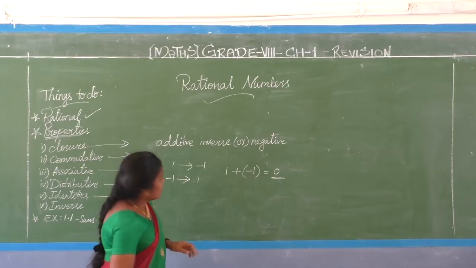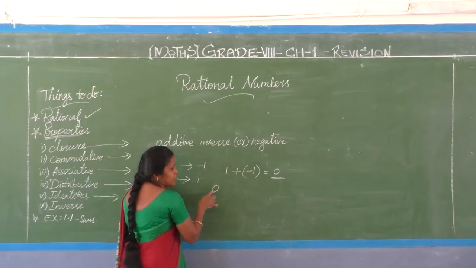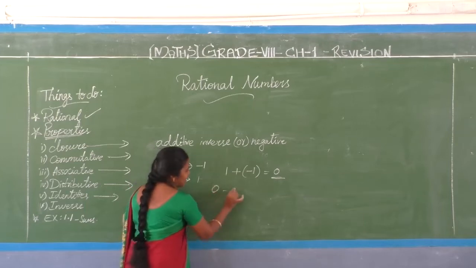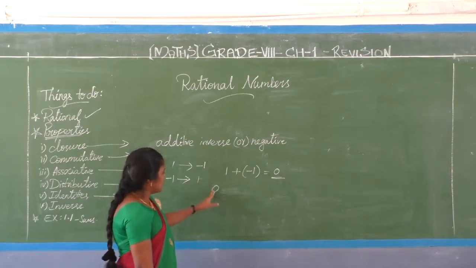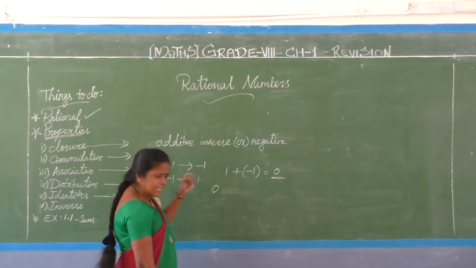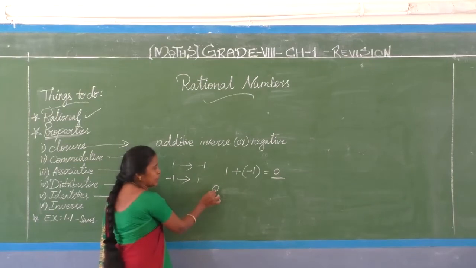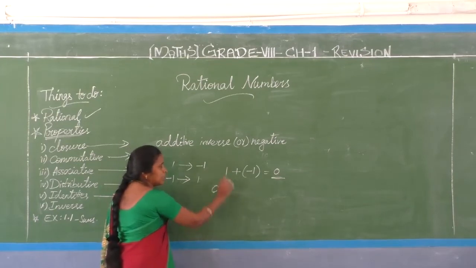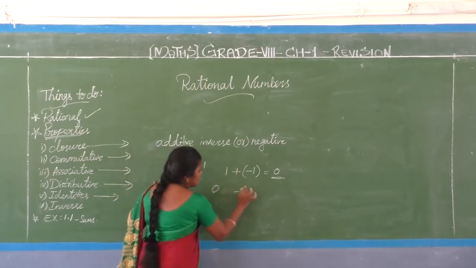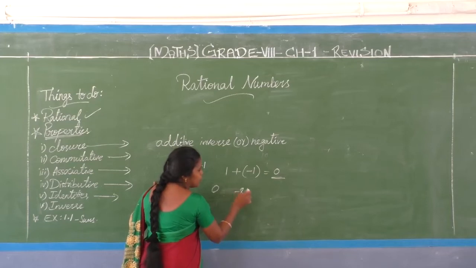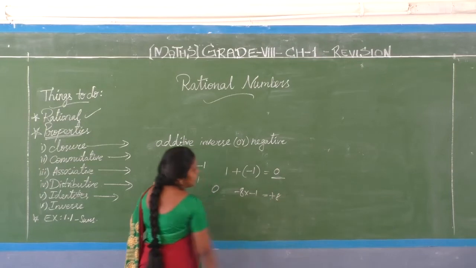Like this, if you take 0, what is its additive inverse? You might get minus 0, but 0 has no sign. So the additive inverse of 0 is 0 only. Don't put plus or minus like this. Clear? The additive inverse of 0 is 0. But for other numbers, you have to multiply by minus 1 to get the additive inverse. Minus 8: what is its additive inverse? Plus 8. You get that plus 8 by multiplying the number by minus 1, and you will get its negative number. Clear?